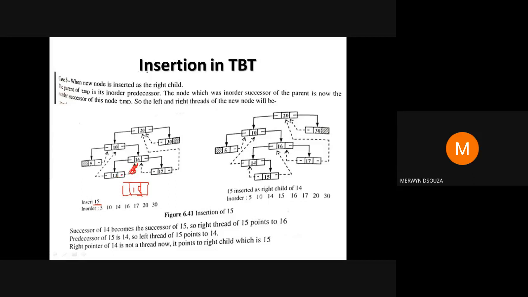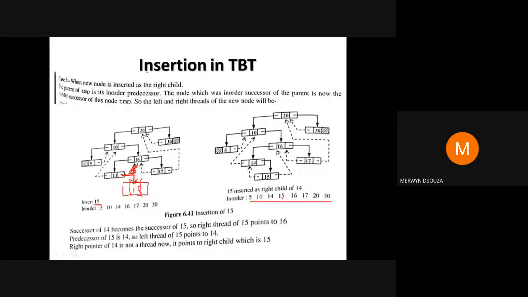Since it's the right child, now you will draw a solid pointer from 14 to 15. Then you find out the in order traversal. Once you find out the in order traversal, the predecessor of 15 is 14. So you will draw a null threaded pointer from the left side to the in order predecessor. Similarly, the successor of 15 is 16. So from the right side, you will draw a dotted arrow to 16, like it is shown here. And that's it. The remaining pointers you draw as they are.